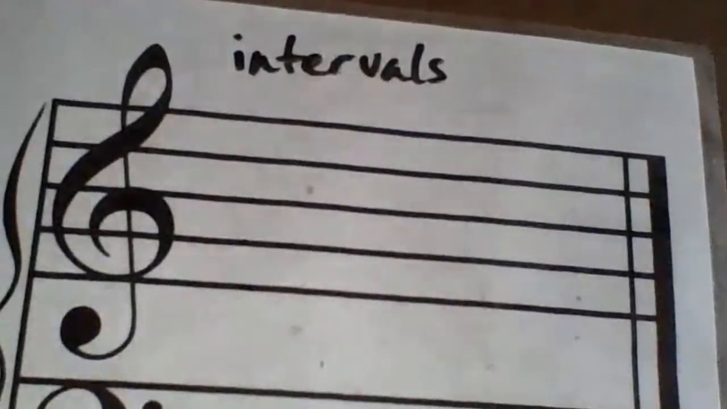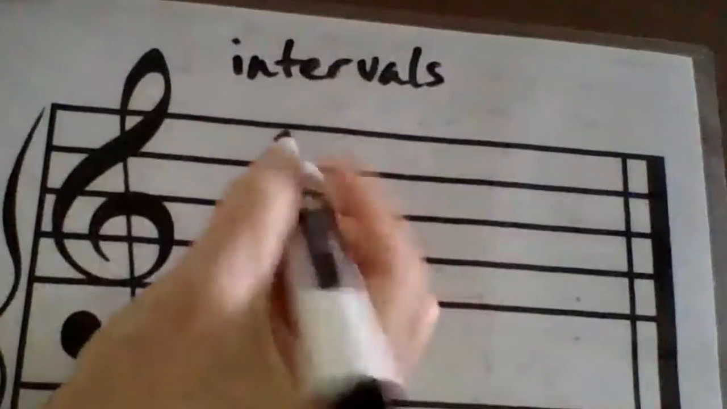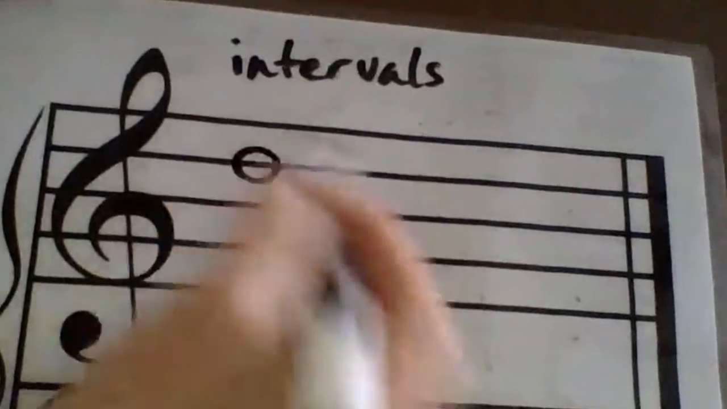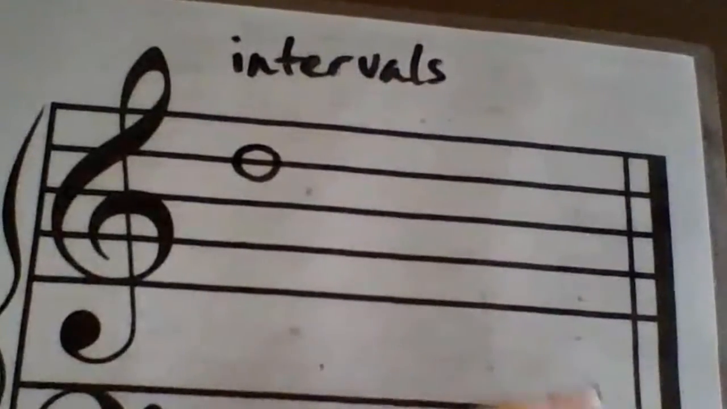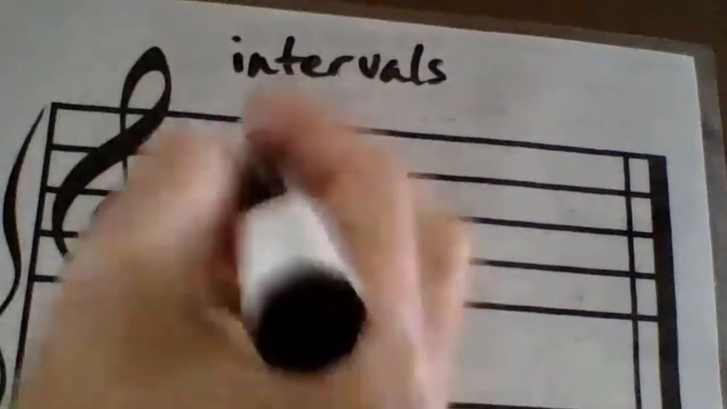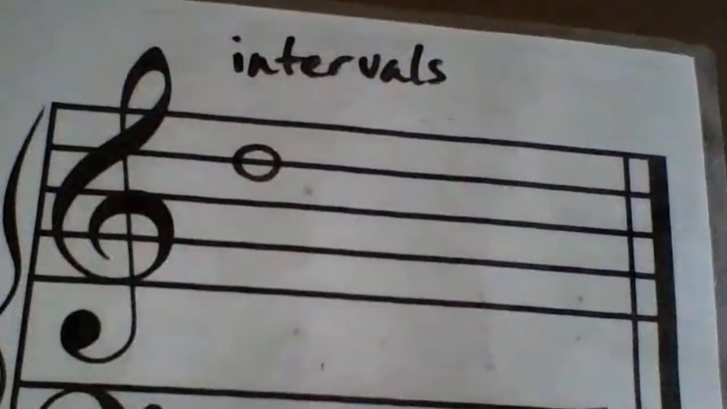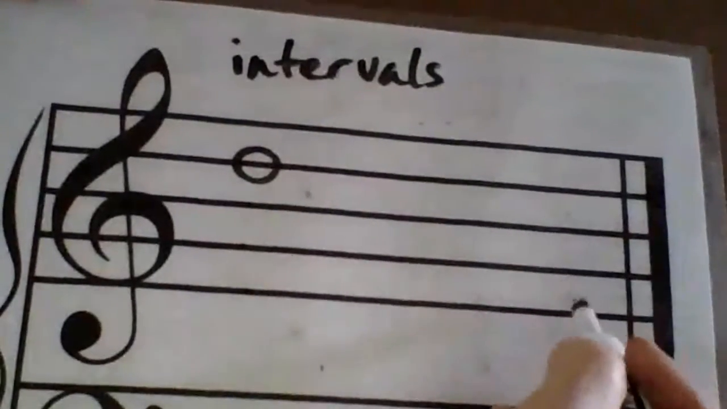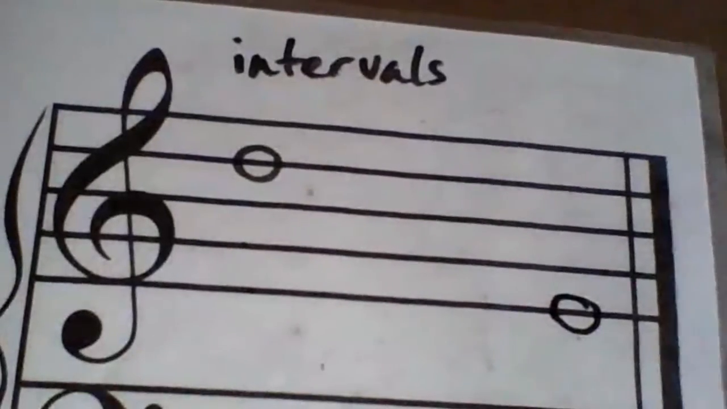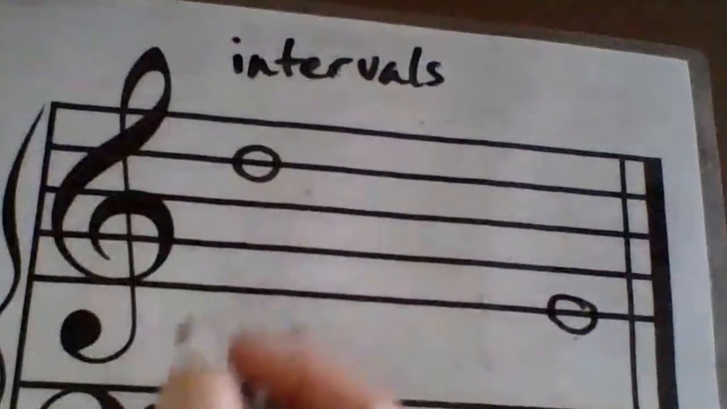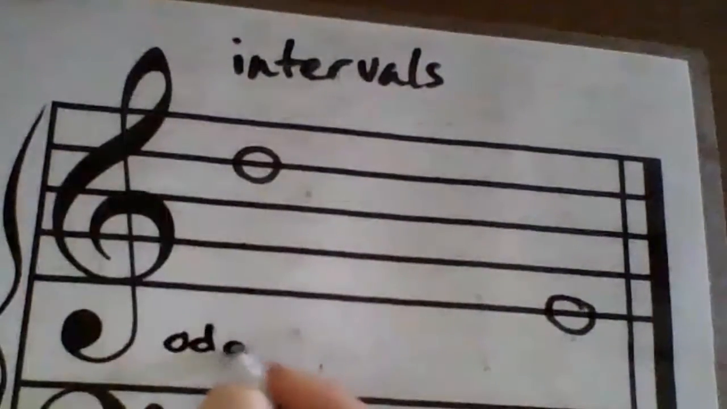We'll try just a couple more examples. Let's start somewhere in the middle, and let's just put a note anywhere. So we were saying that odd intervals are line to line or space to space. So let's go from here down to here. And this is going to have to be an odd interval, it's going from line to line, right? Let's see if that's true.